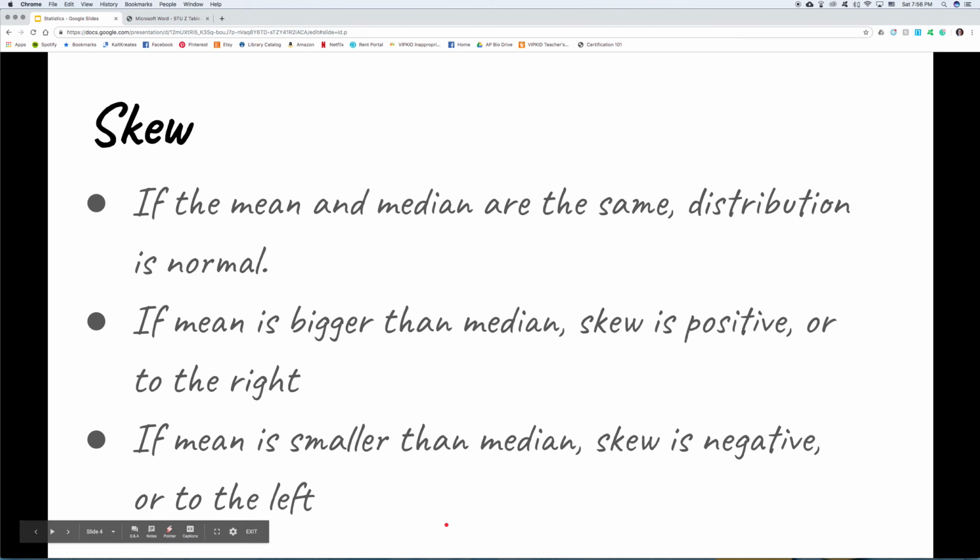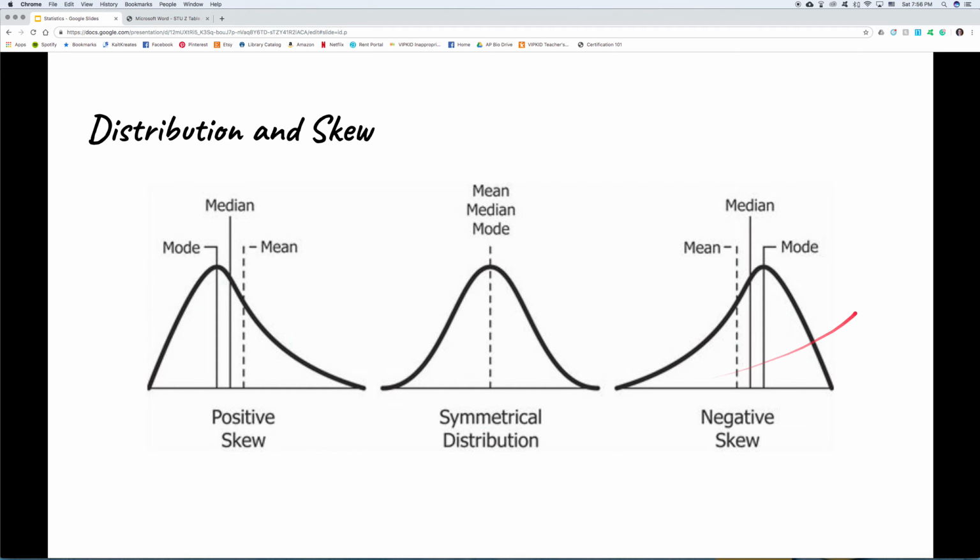And the opposite is true for the negative skew. So if your mean is smaller than the median, then your skew is negative or it's skewed to the left. So you have this one over here. You have your median here and then your mean to the left of it. That means it's smaller. So that's a negative skew. It's skewed to the left.